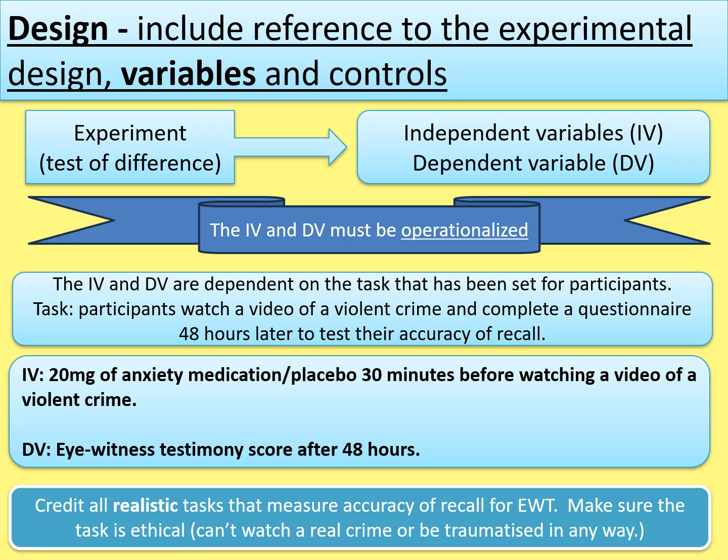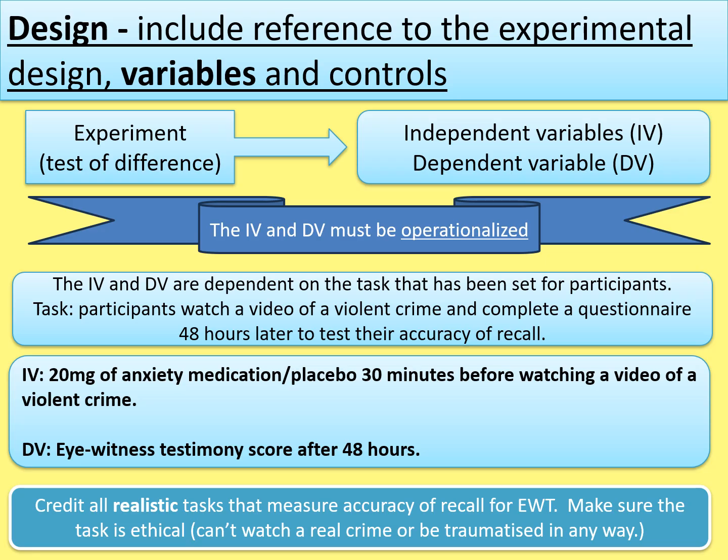Okay, so it says design. With variables, you need to state your IV and DV really clearly. So we've put there, independent variable is 20 milligrams of anxiety medication or a placebo 30 minutes before watching a video of a violent crime. Now I've put placebo, and I'm sure that you're aware that a placebo is like a fake medication, but you don't have to use placebo. You could have put 20 milligrams of anxiety medication or no medication 30 minutes before watching a video of a violent crime. Doesn't matter either way.